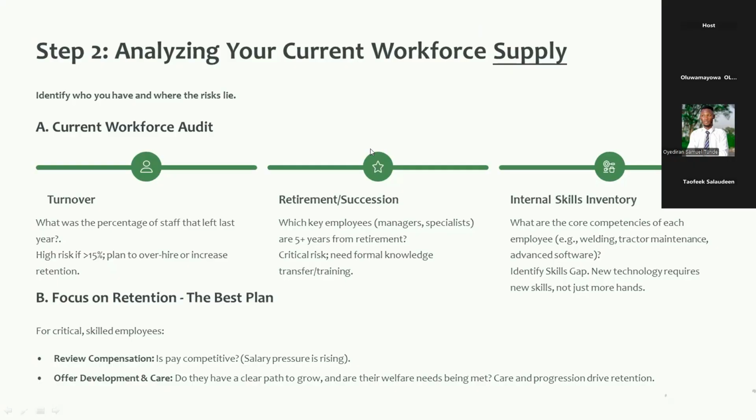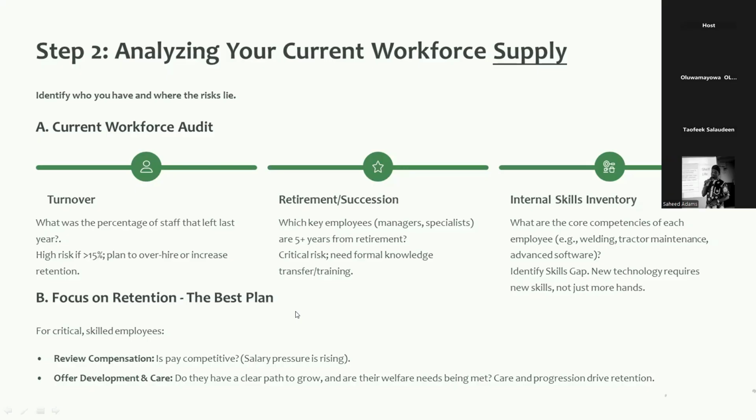What was the percentage of staff turnover? Example, say in 10 employees, 2 people left. It is high risk if the percentage turnover of our company is greater than 15%. Now, if the percentage is greater than 15%, that means we have to plan in 2026 to overhire or increase retention. By retention, we mean we have to draft a plan to keep them, to hold them, to still work for us. Now, if 2 people left of 10, that is 2/10, and multiplying it by 100, that's 20%, which is greater than 15%. So it's either we overhire next year or we plan on retention.